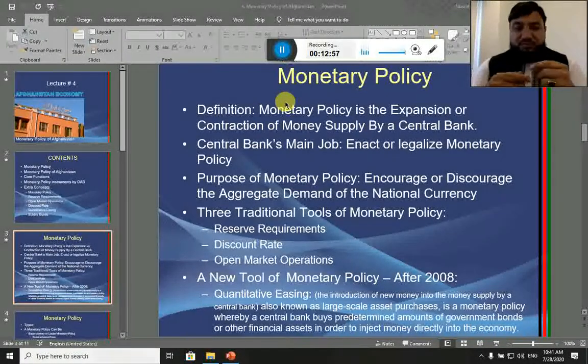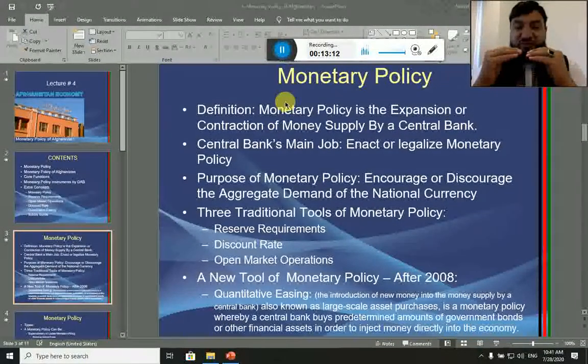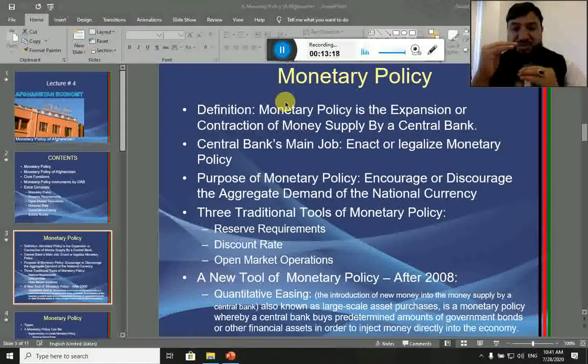So here the supply is less, and by this demand is created. For example, if demand and supply are parallel and we take out the money from the circulation, demand is on its place, but the supply has been stopped, so supply is here. With the help of this, demand is more than supply. So by this, aggregate demand is created, right? Demand for the national currency is encouraged, and this is called the contraction of the money supply. Money has been taken out from the circulation, right?